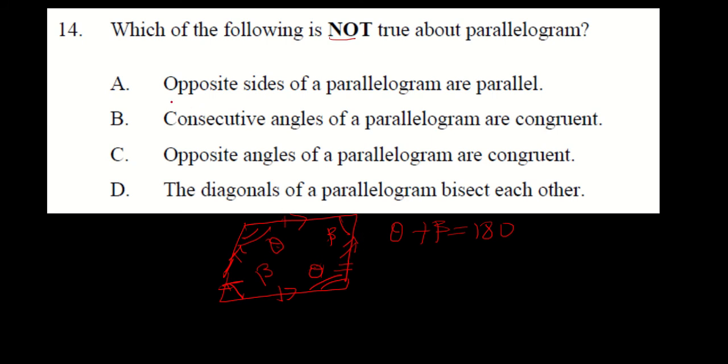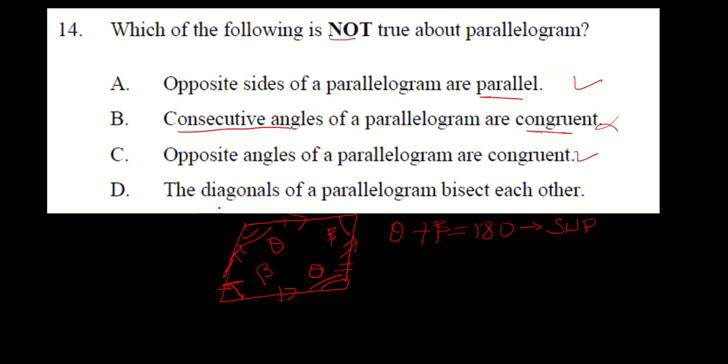Then let us see the choices. A, opposite sides of a parallelogram are parallel. Correct, we said it. And consecutive angles means adjacent angles of a parallelogram are congruent. No, we do not say congruent. Consecutive angles are supplementary. The sum 180 means they are supplementary. We cannot say they are congruent. This is wrong. C, opposite angles of a parallelogram are congruent.